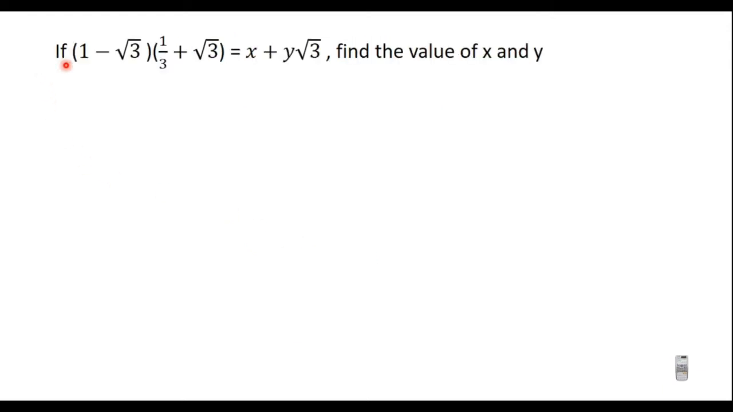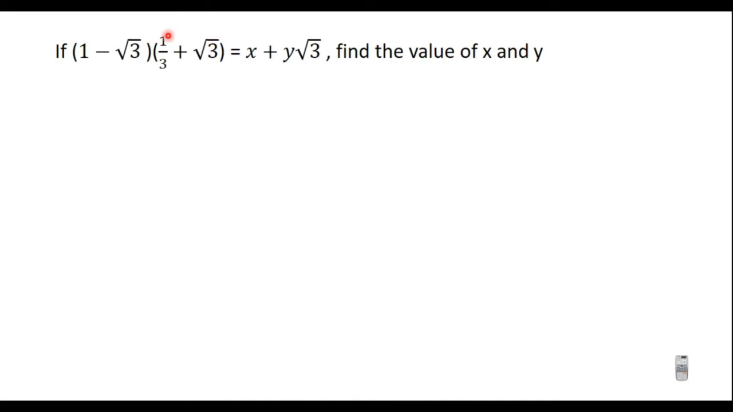The question is saying that if (1 minus square root of 3)(1/3 plus square root of 3) is equal to x plus y root 3, find the value of xy. Now when you are being given a question like this, all you need to do is to first multiply these two binomials that you have been given, then express your answer in this form. Now this is what I mean.